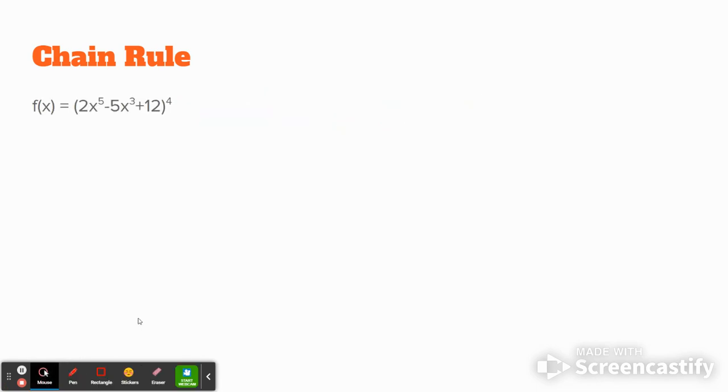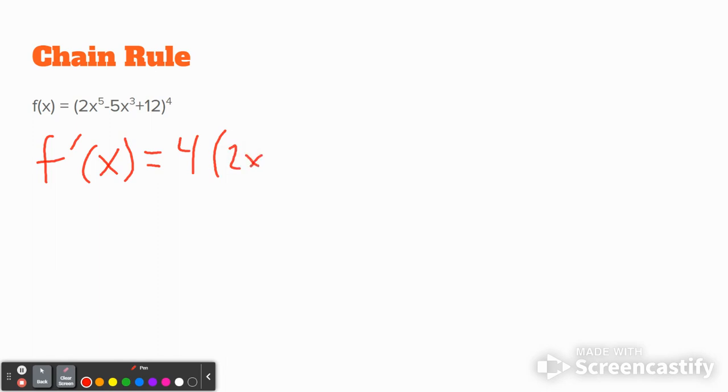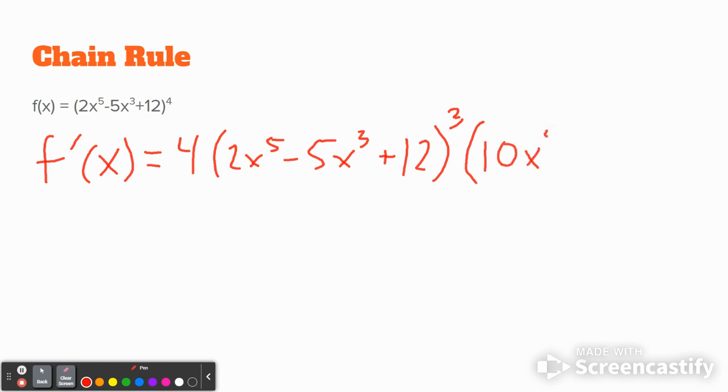So an example of this would be if we have the function 2x to the fifth minus 5x cubed plus 12, all to the fourth power, f prime of x would be equal to 4 times 2x to the fifth minus 5x to the third plus 12, all to the third power, times the derivative of the inner function, which is 10x to the fourth minus 15x to the second plus 0.